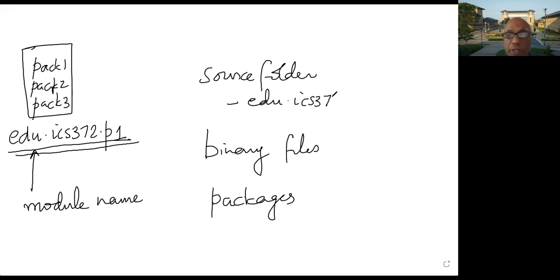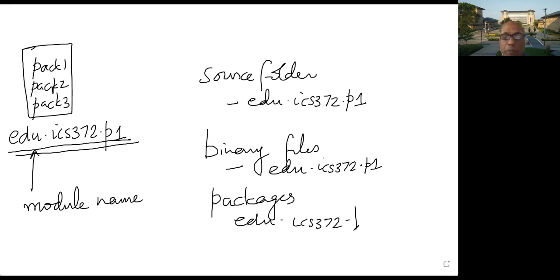The root of the source folder is going to be, so you will have a project, let's call it my project. Under that, there will be a folder called edu.ics372.p1, which is the same name as the module name. And just for uniformity, we will put the binary files also in a folder that is under 372.p1. And what Java recommends is that the topmost package also be named edu.ics372.p1. Okay, so we are going to reuse this in 3 other settings as well.